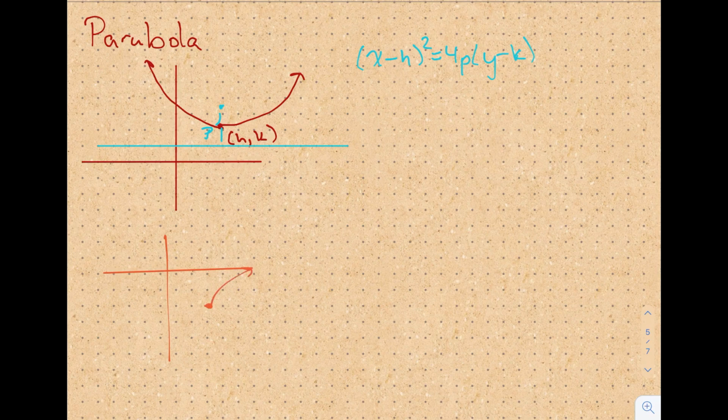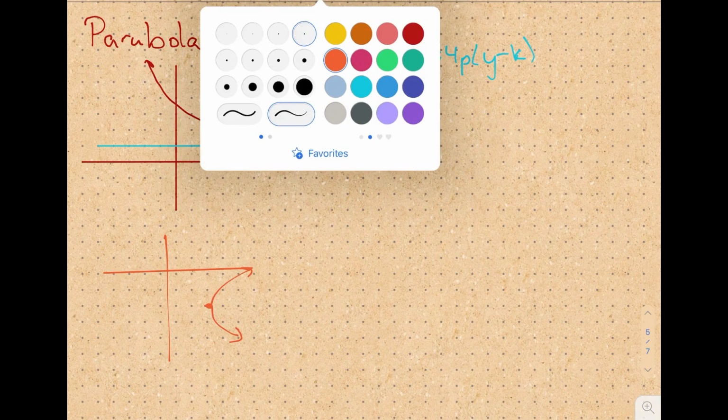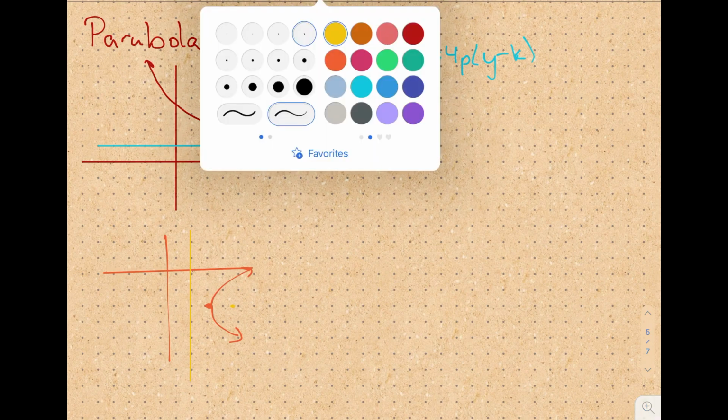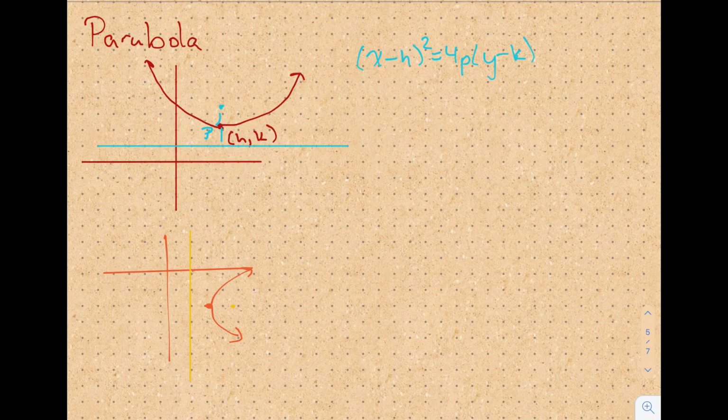So just a rough sketch. Here's a parabola that opens to the right. We still call our center (h, k). Here we have our directrix. And then our focus, they are still p units away, or we still call that distance p. So this parabola is (y minus k) squared equals 4p (x minus h).